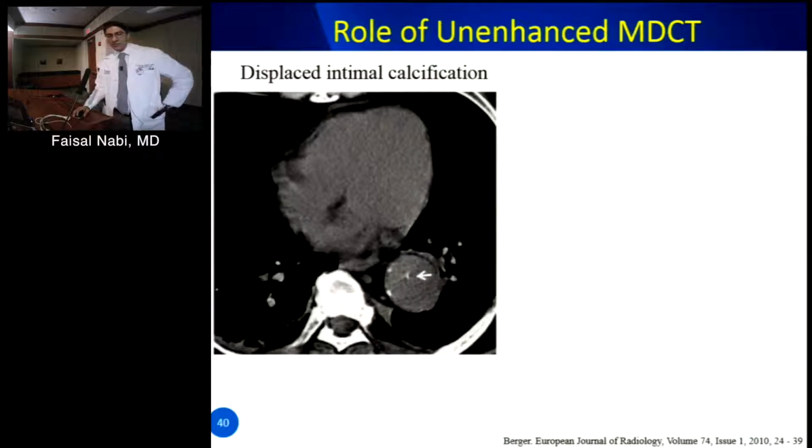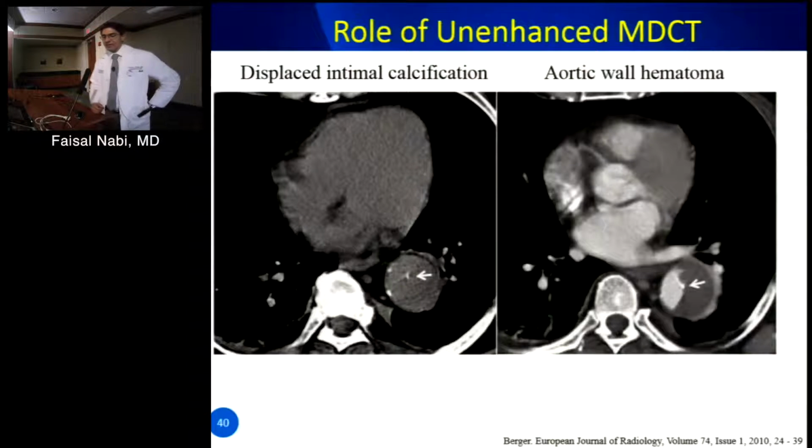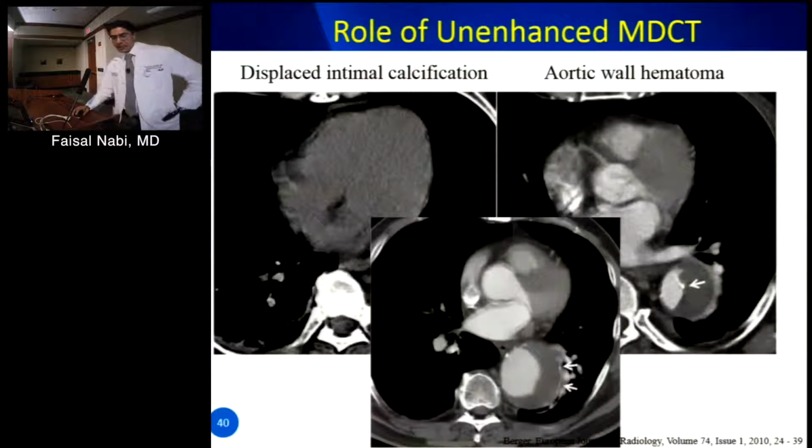So here's an image without the contrast, and here's an image with contrast. And now you can clearly see that this piece of calcium that was floating in the middle of the vessel is part of the intimal tear. Contrast that to someone who has a normal aorta without a dissection, which may have mural thrombus. You can see all the calcium at the periphery of the vessel.